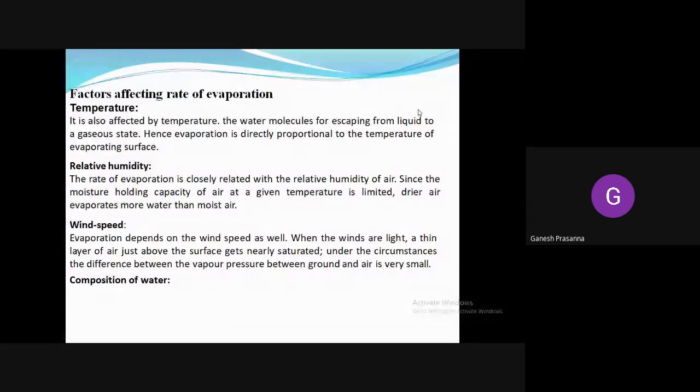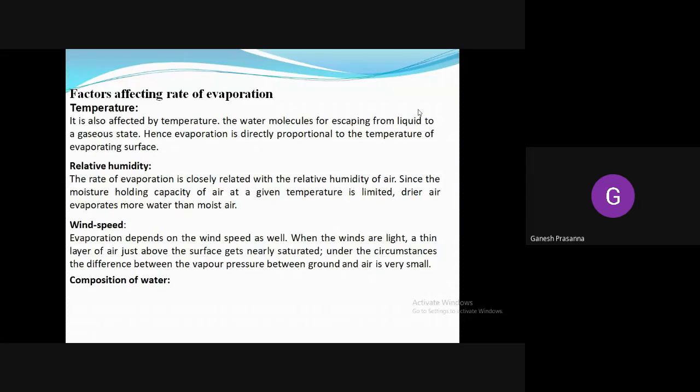The difference between the vapor pressure between ground and air is very small. So the composition of water is another very important factor. Salt water is capable of more evaporation than normal water, because any water which is very salty in nature tends to evaporate more than normal water.